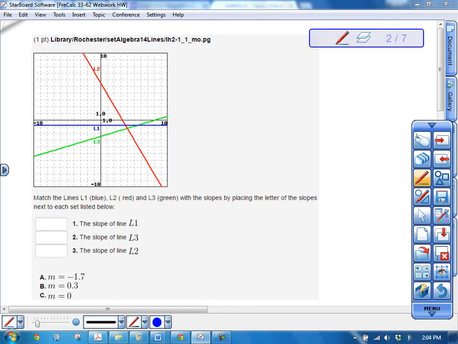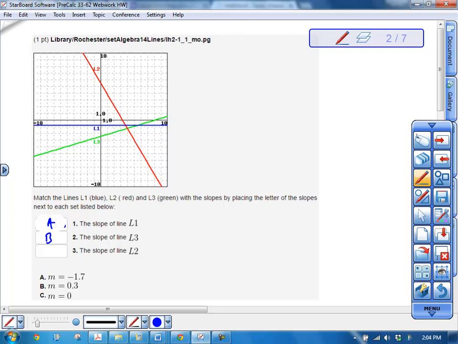So L1 is, actually L1 is the blue one. So L1 is the blue one that's got a constant slope. So that's going to be m equals 0. Or you can just put in A. The slope of L3, which is the green one, is a positive slope. So that's got to be 0.3. So we'll put in B for that one.